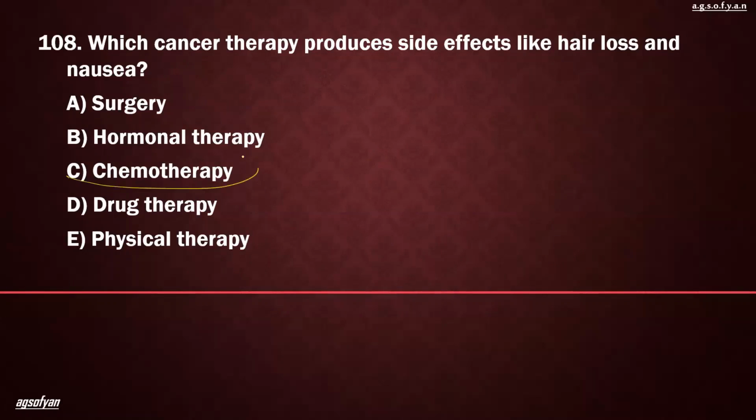Yes, because chemotherapy tries to kill cells that divide very fast. Our hair cells also divide very fast. So the chemicals used in chemotherapy will also attack our hair stem cells. What happens to us? Bald. It becomes bald, hair loss.